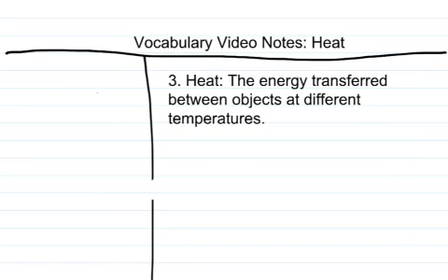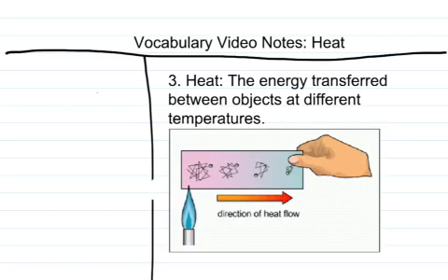The last idea is heat. Heat is the energy transferred between objects at different temperatures. So in this picture here, you see that the flame, obviously there's more energy being displaced by the flame, moving these atoms all over the piece of, let's say, metal. And then these atoms are moving faster and faster, and eventually the heat will flow all the way to a cooler area. So heat is when energy moves from one place to another place. Eventually it's going to move through the piece of metal, and from the piece of metal to the hand. So heat is just talking about the flow from one place to another.